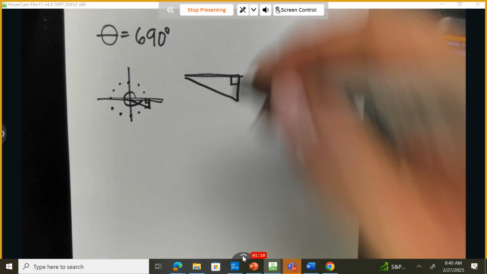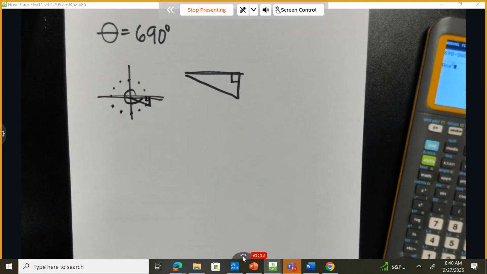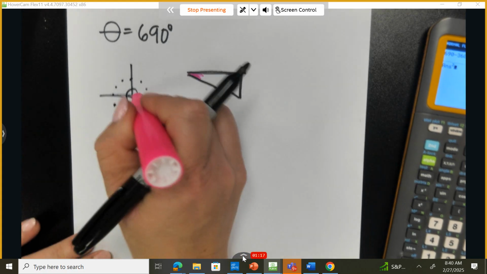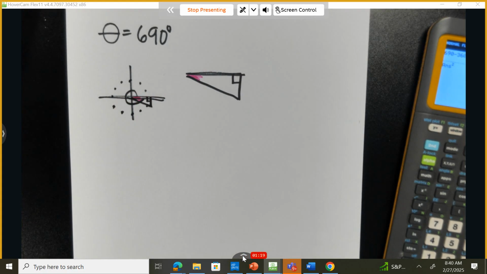And a common question is, what angle here am I evaluating? It's never the 90 degrees, and it's always the one closest to the origin, right there. Always the one closest to the origin, every single time.